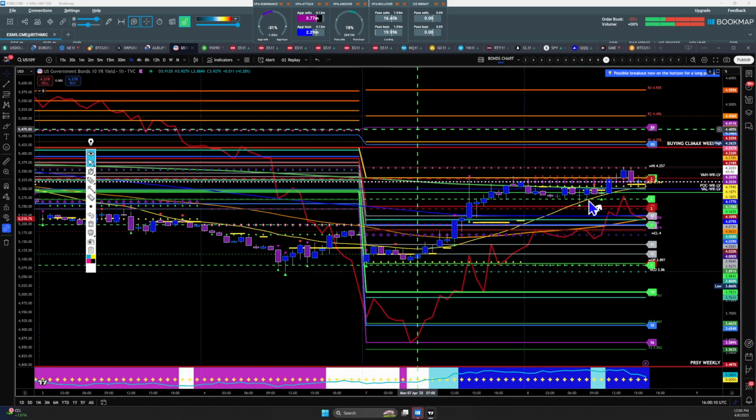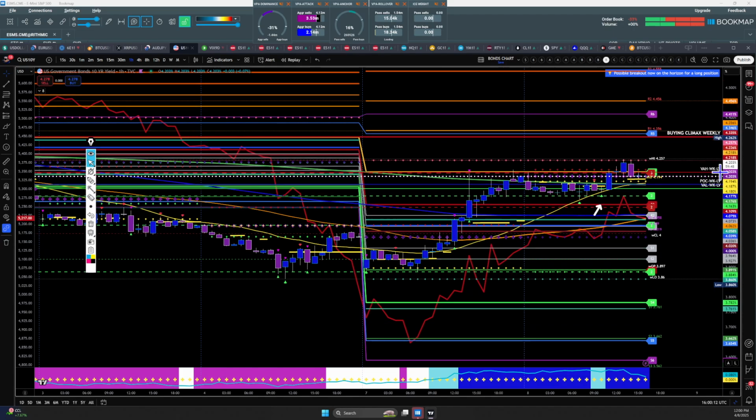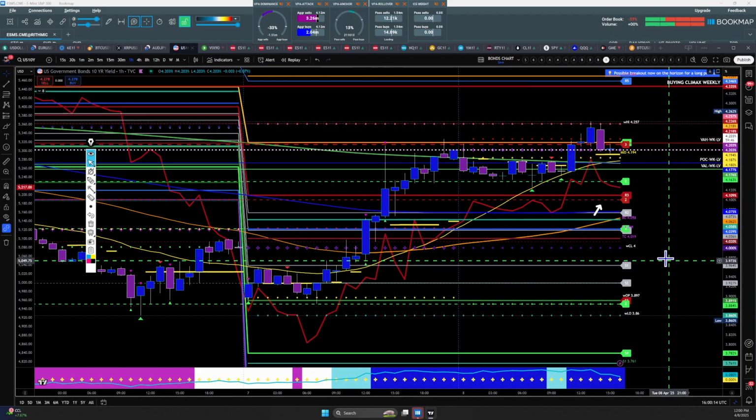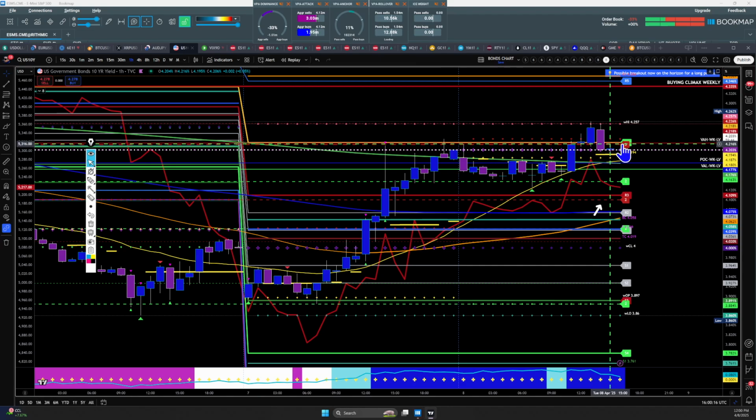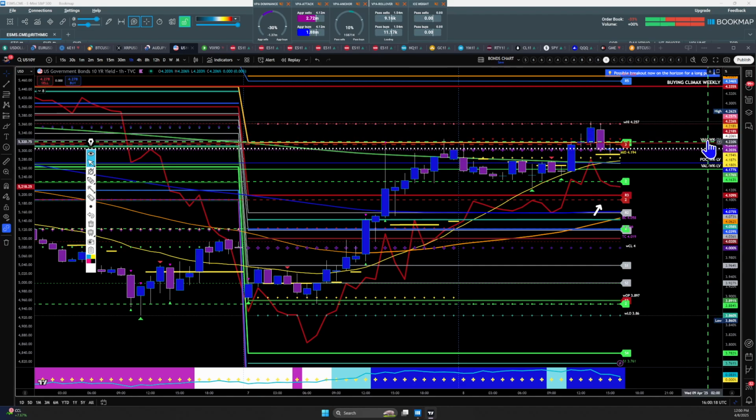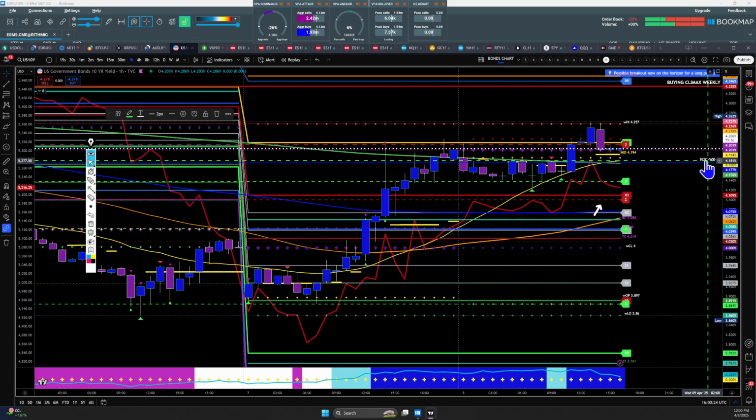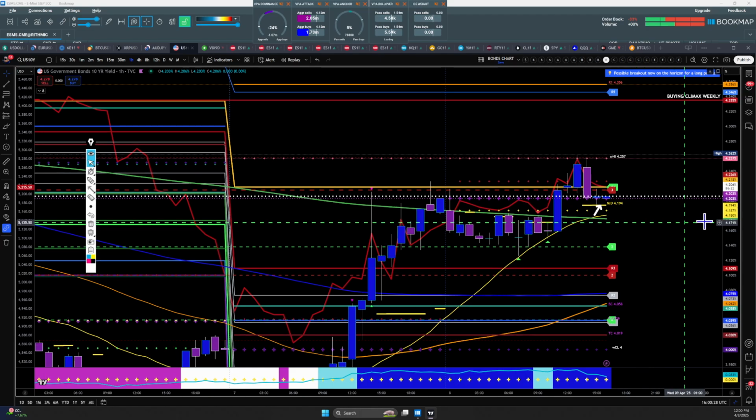This is the 10-year weekly pivot levels. We're up here at Camarilla R4. I need to adjust these. These aren't correct, so let me just move those away. I haven't adjusted these yet. Right, so open that up.